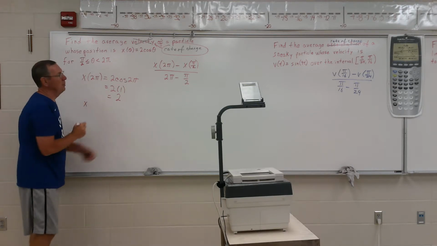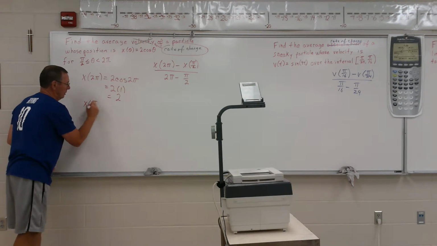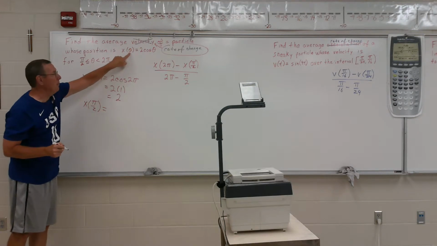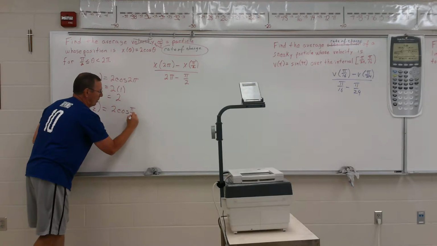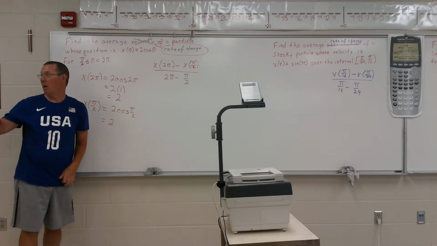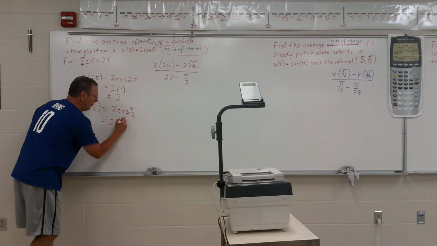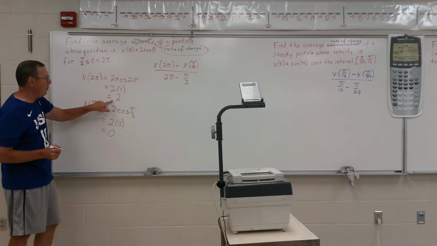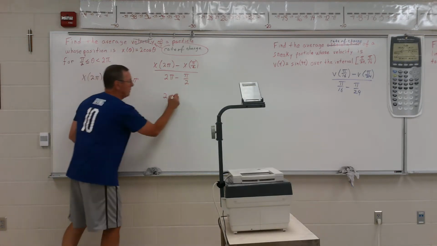Now I need x of pi over 2. So I'm grabbing my cosine function again. Whatever's in parentheses is what I put in for theta. Theta is my variable of interest. Again, I'll copy my 2 down, then cosine of pi over 2. I can get from my cosine curve that we looked at a bit ago, and that's going to be a 0. 2 times 0 is 0. Now I'm ready to finish the problem. X of 2 pi we have is 2. X of pi over 2 is 0.